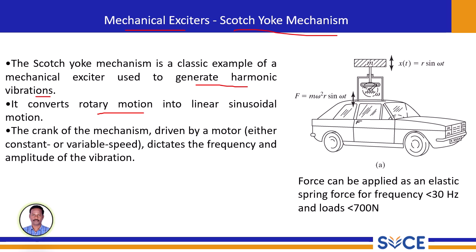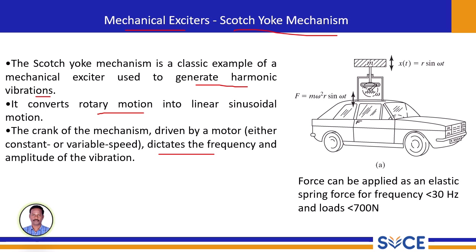The key in controlling the vibration lies in the crank of the mechanism, which is typically driven by the motor. Whether this motor operates at a constant speed or a variable speed, it directly dictates the frequency of the resulting vibration. The faster rotation of the crank means higher frequency of vibration. Further, the physical dimensions of the crank yoke determine the amplitude or the extent of the back and forth movement.